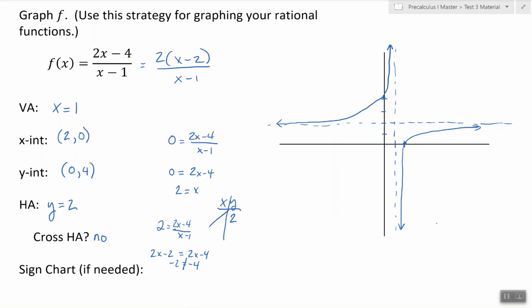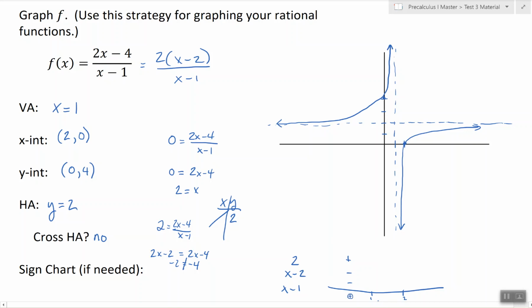If you wanted to use a sign chart just to double check, you can definitely do that. You list all of your factors that show up in the problem. You list the critical values that you get from that, and that would be 1 and 2, and test on all three parts, all three intervals. So I have 0, 2 is positive, 0 minus 2 is negative, 0 minus 1 is negative.